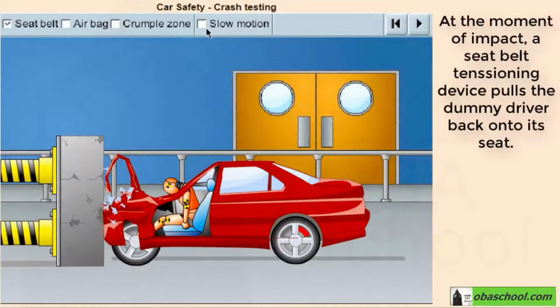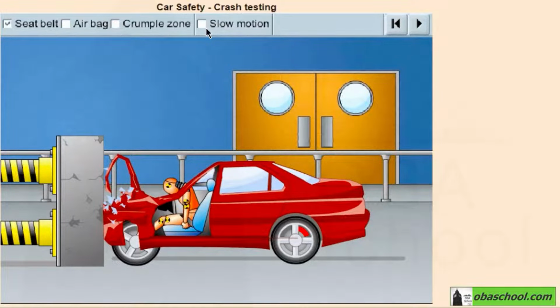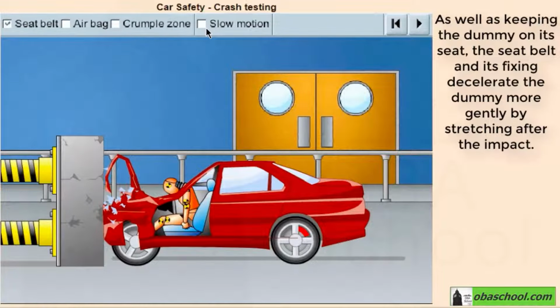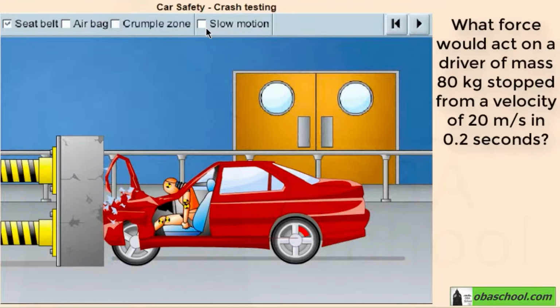At the moment of impact, a seatbelt tensioning device pulls the dummy driver back onto its seat. As well as keeping the dummy on its seat, the seatbelt and its fixing decelerate the dummy more gently by stretching after the impact. What force would act on a driver of mass 80 kilograms stopped from a velocity of 20 meters per second in 0.2 seconds?